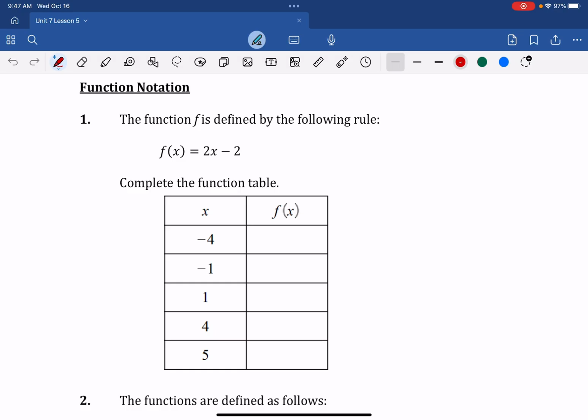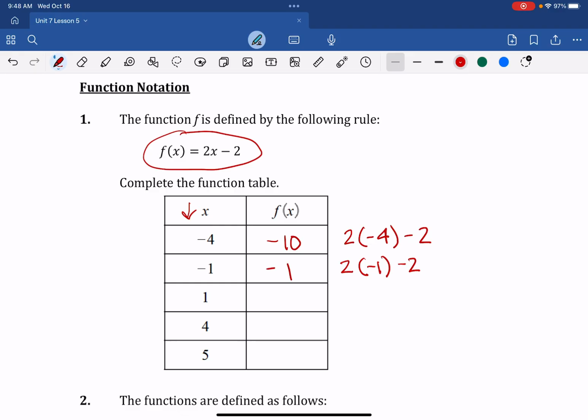This is something that you would have done last year, but they give you this function up here, 2x minus 2, and then they have the function table with all of these x's right here. So you're going to take each x and plug it into the function. So we'll do 2 times negative 4 subtract 2. So that would equal negative 10.